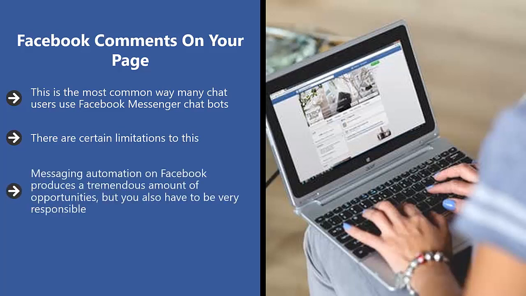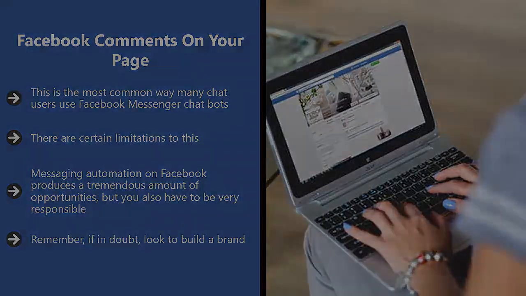Messaging automation on Facebook produces a tremendous amount of opportunities, but you also have to be very responsible. You can't just use ManyChat and tweak it in such a way as to spam. Bad move. Remember, if in doubt, look to build a brand. That's how you build up a business that can withstand the test of time.